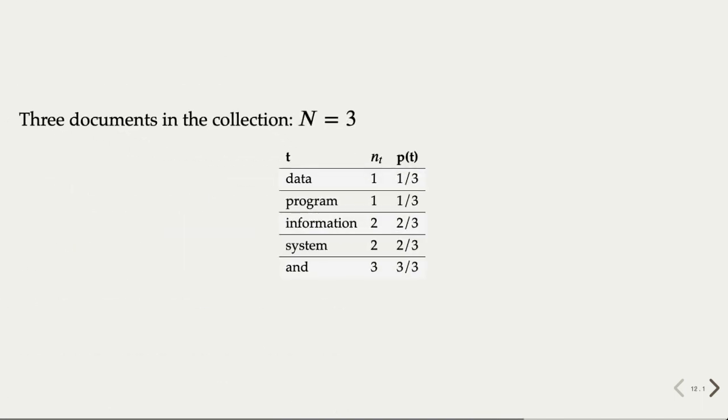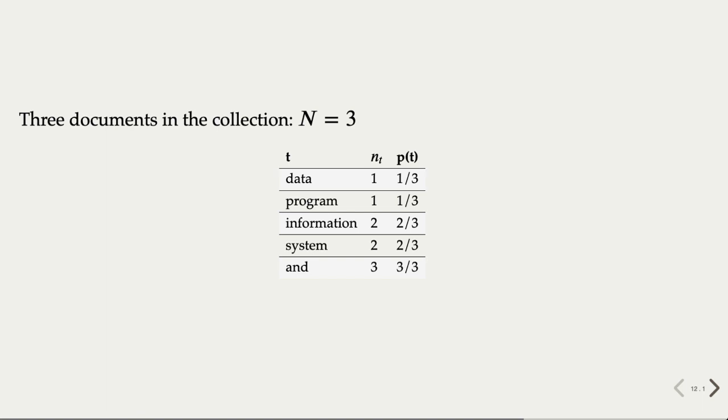We have 3 documents in the collection, so n is 3. Let's look at the term data. If you randomly draw a document from the 3 documents collection, how likely are you to see the term data? Data only appears in one of the course titles, one document only. So the chance of seeing data in the random drawing is 1 out of 3, because there's only one document containing the term, and there are 3 documents totally in the collection.